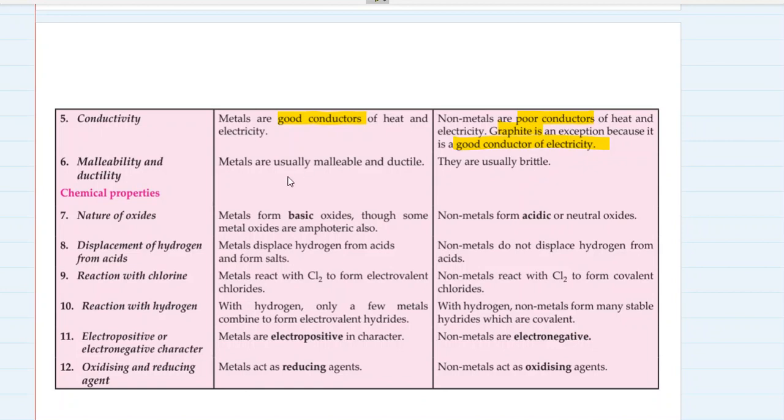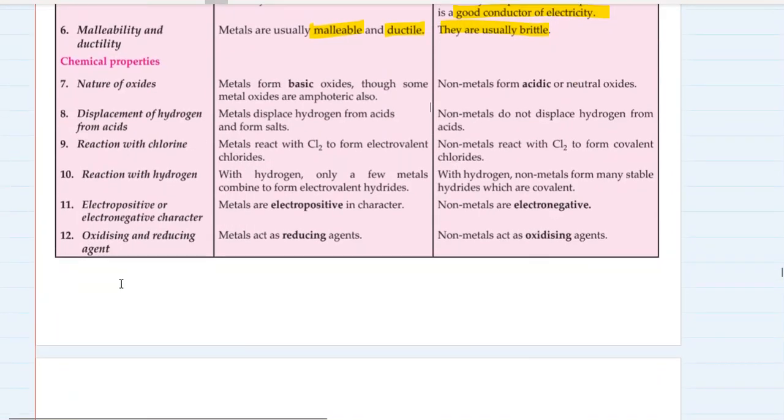Malleability and ductility. Metals are usually malleable and ductile. Non-metals are usually brittle. Brittle means they are not malleable and ductile. They just break on exerting force on them. They are weak.